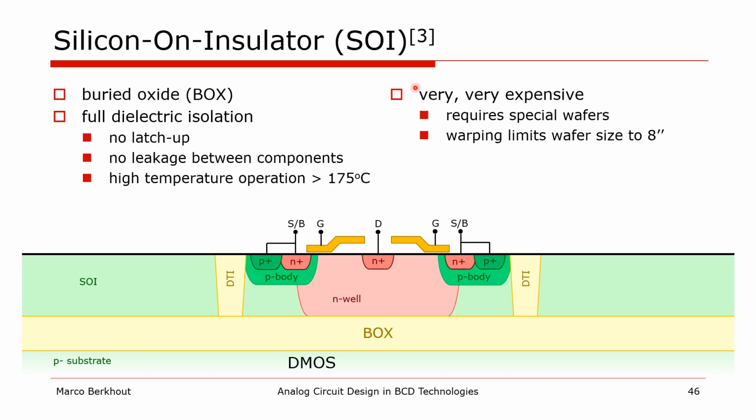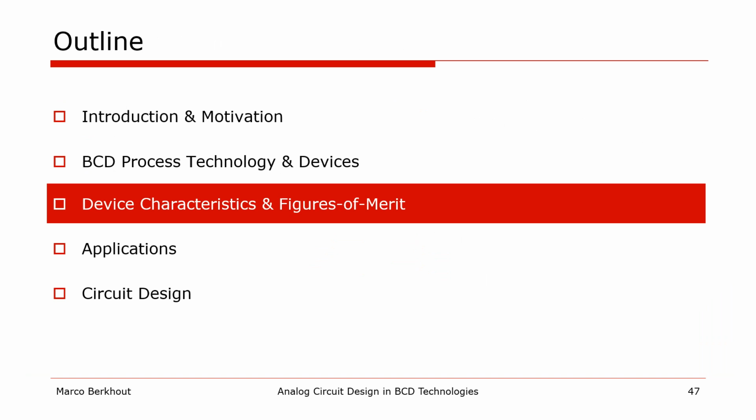Unfortunately, SOI is very expensive. It requires special wafers with prefabricated box and SOI layers, and because of the mechanical tension between these layers, the wafers are subject to warping, which limits the practical wafer size to 8-inch. Enough about technology. In the next section, we'll have a look at the defining characteristics and figures of merit used to compare BCD nodes.